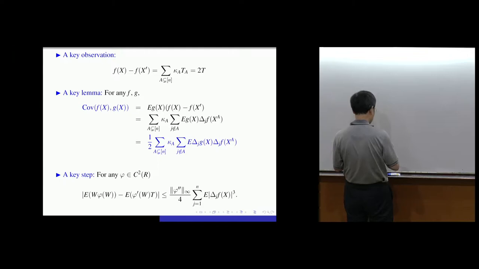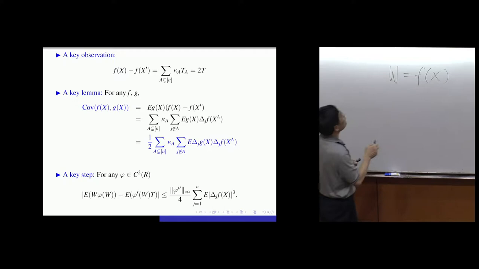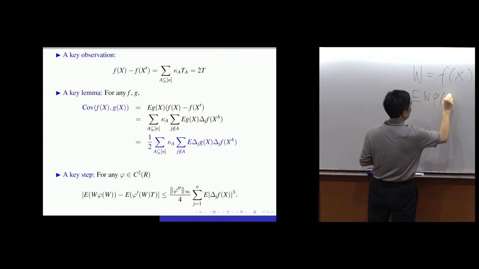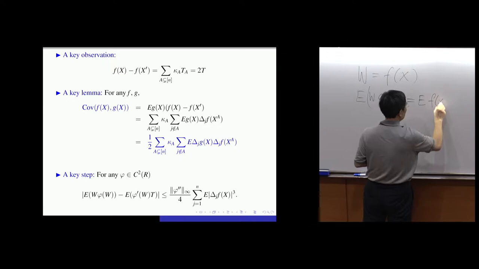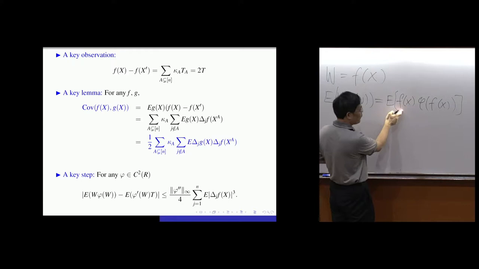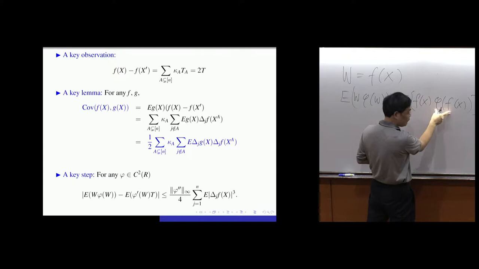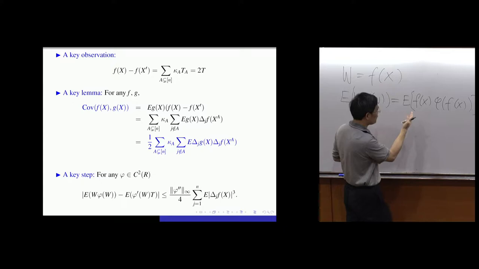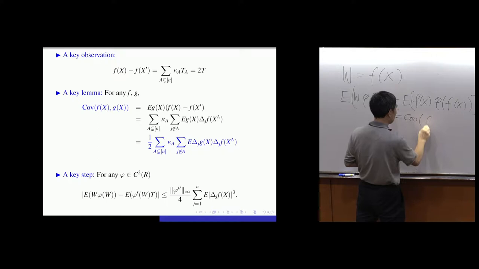So right now we assume W is equal to f of x, okay? So the expected value of W times phi of W is nothing else but the expected value of f of x times phi of f of x. So that's our f of x, just like in the covariance function there, and phi of f put together is our function g. Because the expected value of f of x is zero, you can write this as the covariance between f of x and phi of f of x.